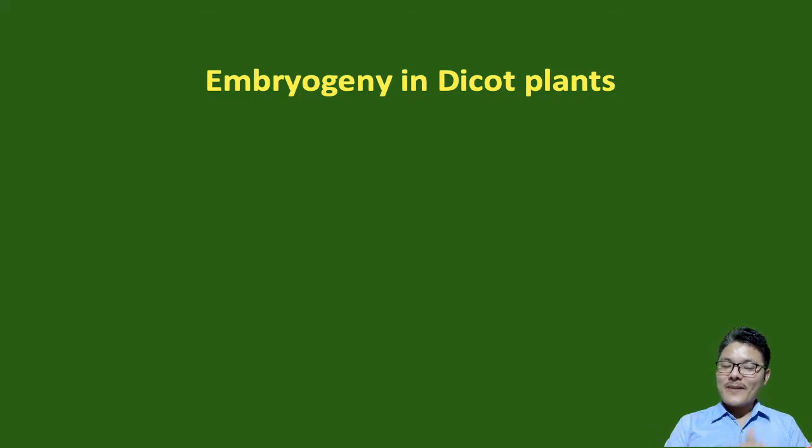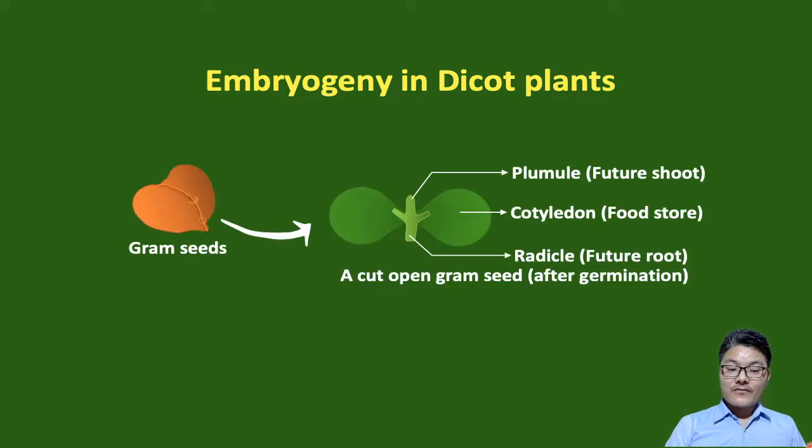Embryogeny in dicot plants. Embryogeny here means development of embryo. Dicot plants are characterized by presence of seeds with two cotyledons. That's why dicot plants. Di refers to two, cot here means cotyledons. Say for example, if we cut open the germinating seed of gram seeds, then we are able to observe two cotyledons. Generally, cotyledons are food store.